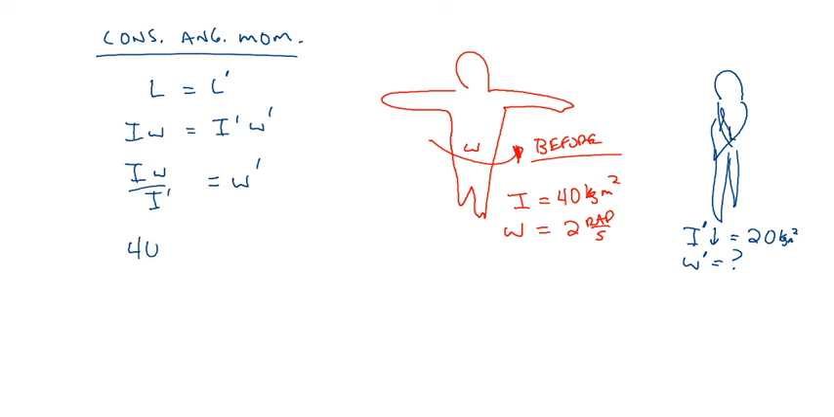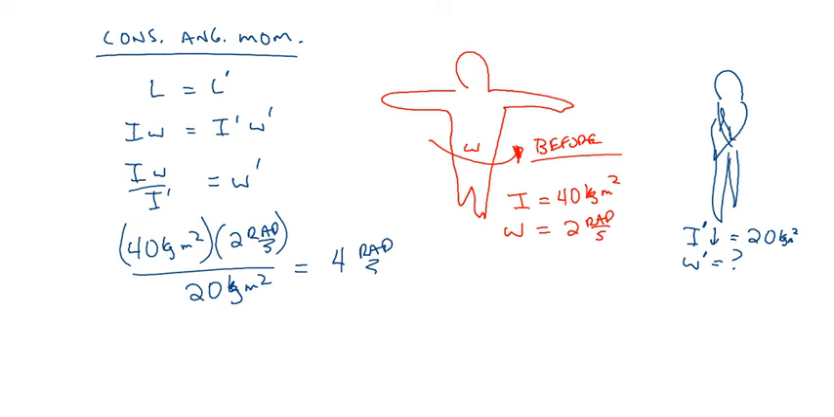It looks like this. I'd have 40 kilogram meter squared, my initial moment of inertia, times my initial angular velocity, and then divide by the final moment of inertia. And this would be 40 times 2 would be 80, divided by 20. Her speed goes up to 4 radians per second. It has to in order to conserve angular momentum. When she puts her arms back out, she'll slow back down again in order to conserve angular momentum.